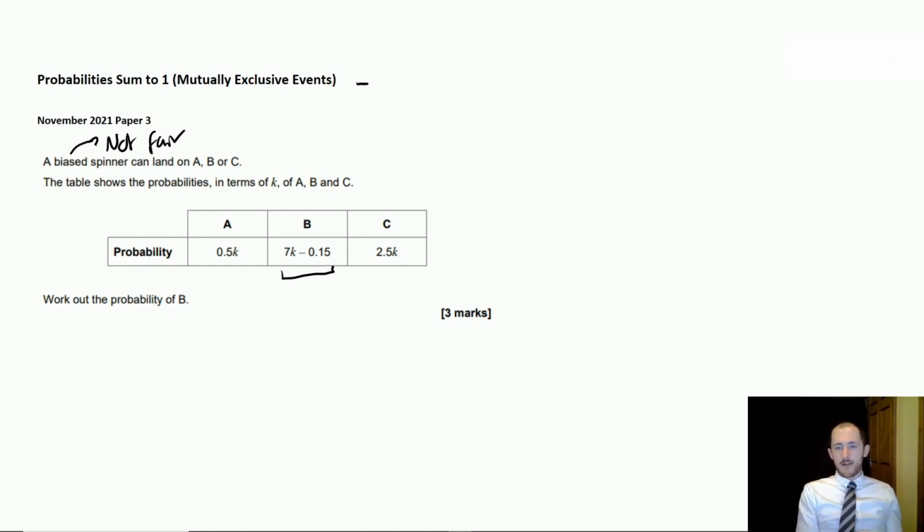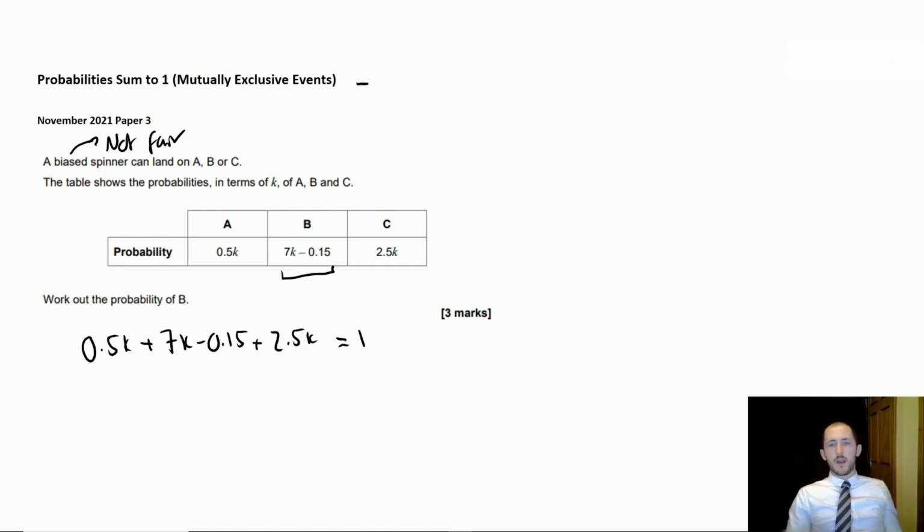However, we know that if I take the probability of A, add the probability of B, and add the probability of C, that needs to equal 1. Because if I spin this spinner, which has 3 letters on it, it should land on one of them, right? It can't land on none of them, so it equals 1. So then all we need to do is add all of this up. So that would be 10k minus 0.15 equals 1. Yeah, that's correct. So then 10k equals 1.15. Therefore, k is equal to 0.115.